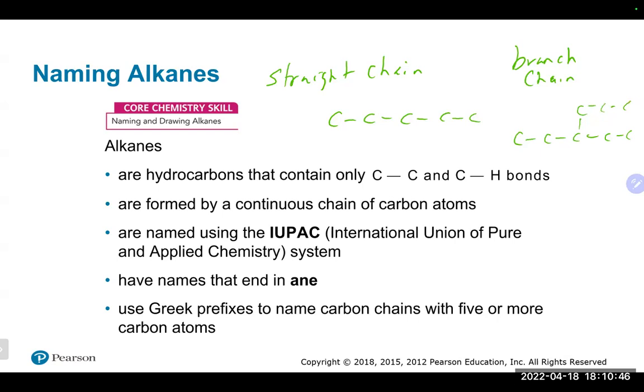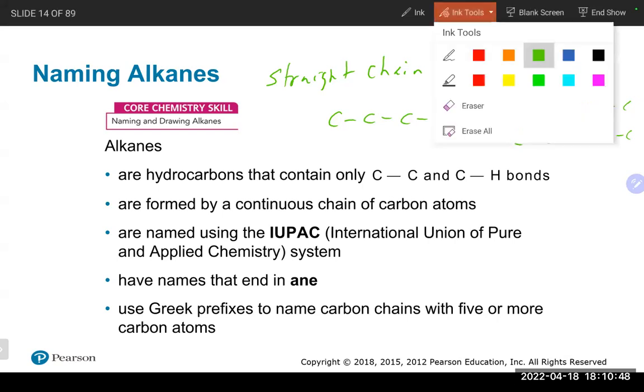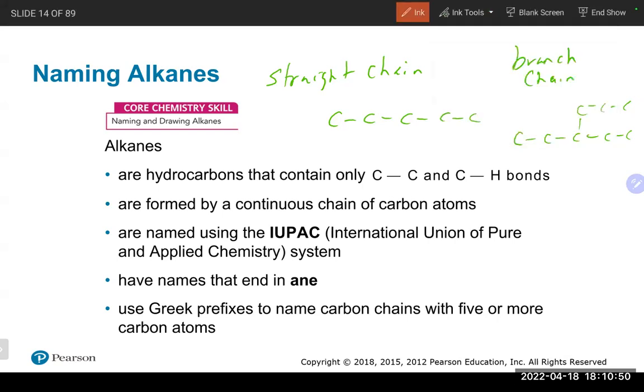So let's talk about those first 10 alkanes, their formulas and their names. And again, really important to get those guys down. So let's start with the first 10 alkanes.